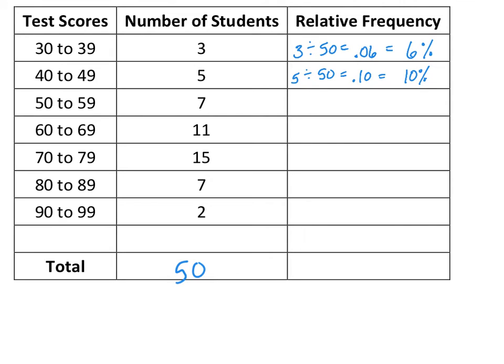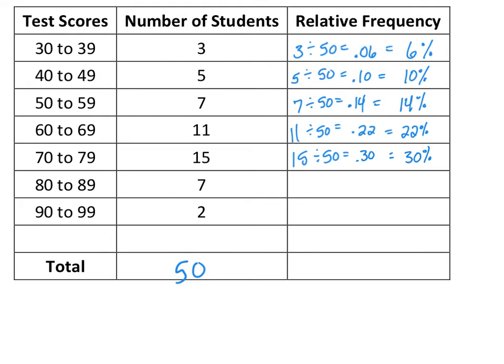How many scored 50 to 59? There were 7, so 7 divided by 50 is 0.14, which is 14%. How many scored 60 to 69? There was 11 divided by the total number, which is 50, which is 0.22, which is equal to 22%. And we keep working our way down. 15 divided by 50 is 0.30, which is 30%.